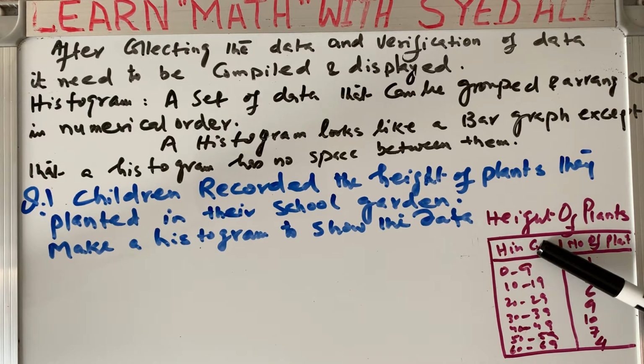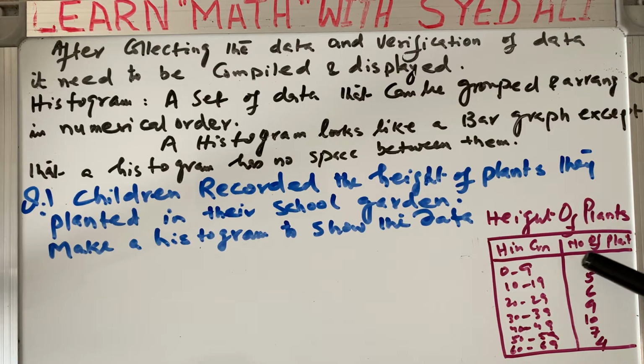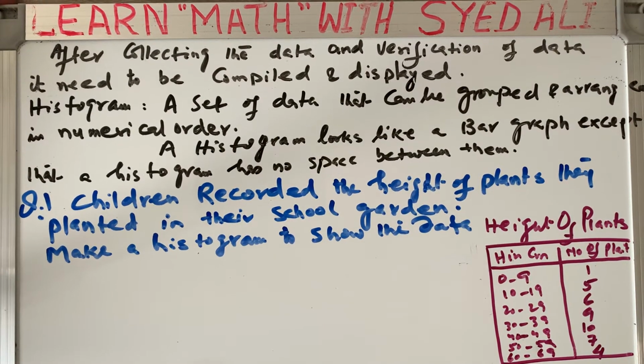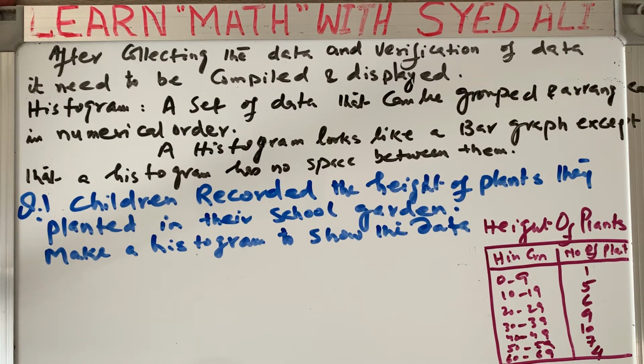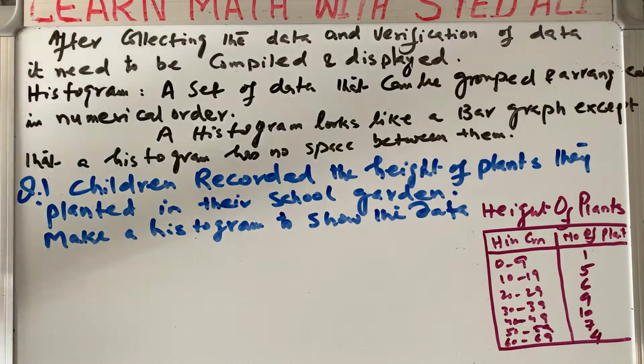Height in centimeter and number of the plants they planted. So for height in centimeter 0 to 9, they planted 1. Height between 10 and 19, they planted 5. And then height between 20 to 29, they planted 6. That means we can group this data in numerical order, right?